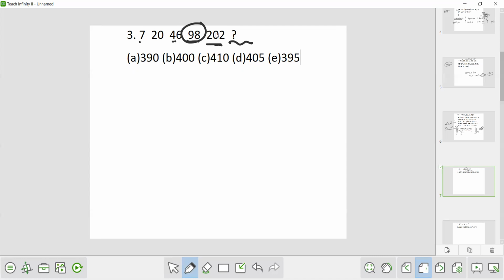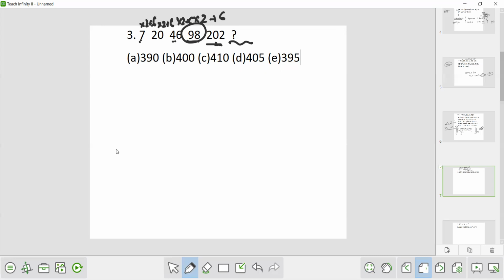So just write it down. 98 and 202, so into 2 plus 6. 46, 98, how you reach there? So 46 into 2 plus 6. 20 and 46, how you reach there? So into 2 plus 6. 7 and 20, how you reach there? Into 2 plus 6. Never start with a smaller number.